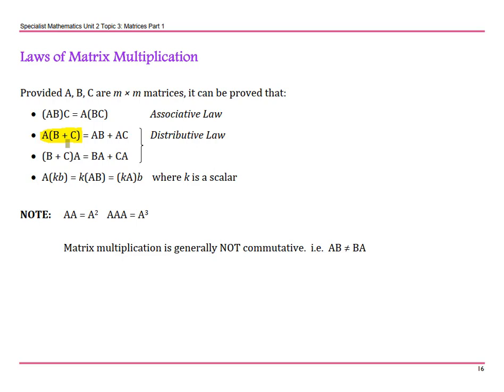That order matters. In the next one, your B plus C times A is the same as BA plus CA. Again, see that order. This A is second because it's second in the BA plus CA. Okay? So what I'm trying to say is that B plus C times A is not the same as A times B plus C.